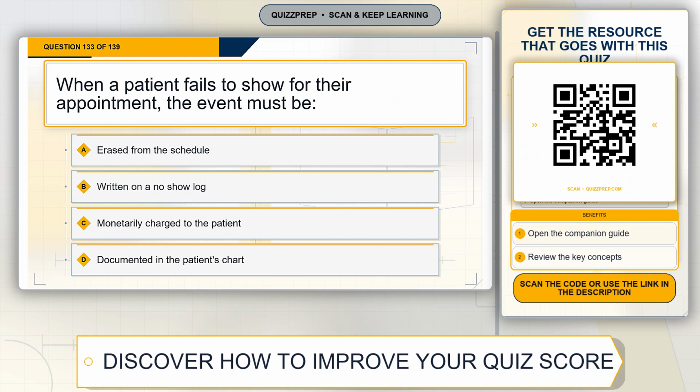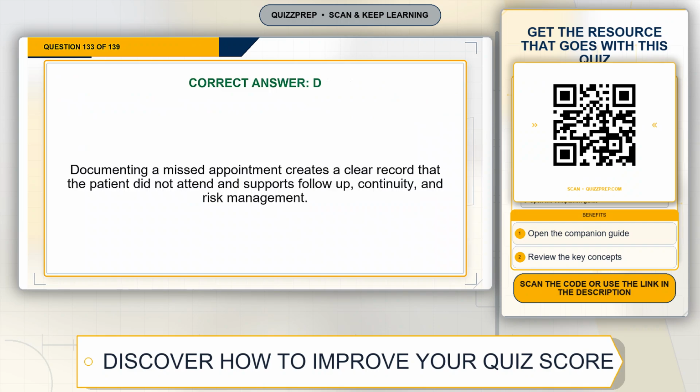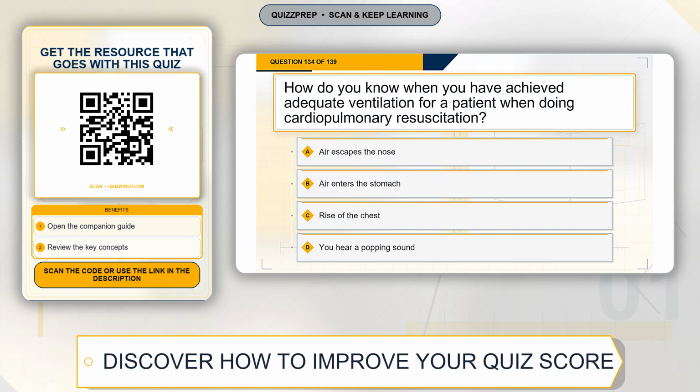Question 133. When a patient fails to show for their appointment, the event must be: option A, erased from the schedule. Option B, written on a no-show log. Option C, monetarily charged to the patient. Option D, documented in the patient's chart. The correct answer is option D, documented in the patient's chart. Explanation. Documenting a missed appointment creates a clear record that the patient did not attend and supports follow-up, continuity, and risk management.